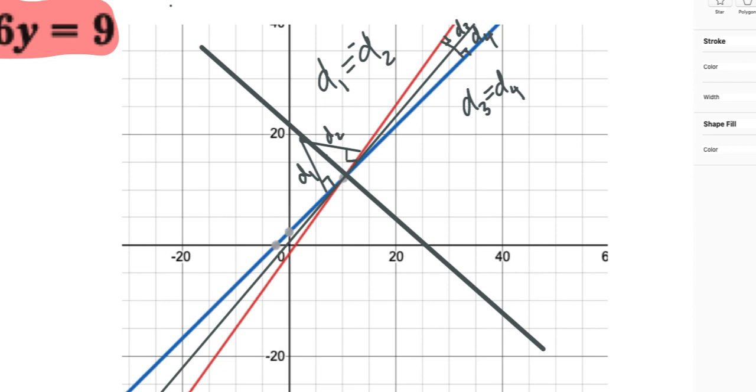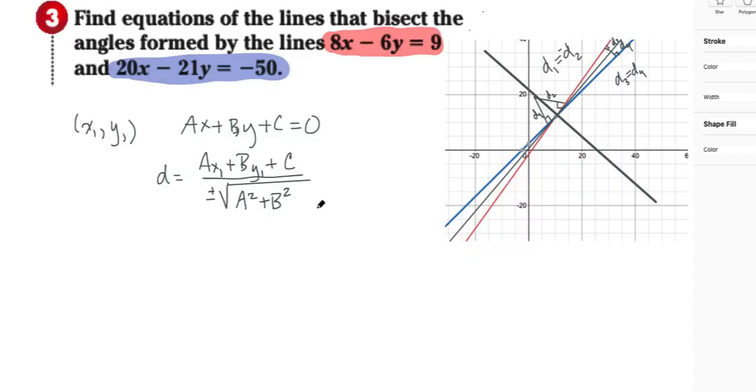Does that make sense? We're going to use that and the relationship between these lines to come up with the equation of the gray line. So we have the formula that we've been using before, and you'll see how cool the way we apply it here is.